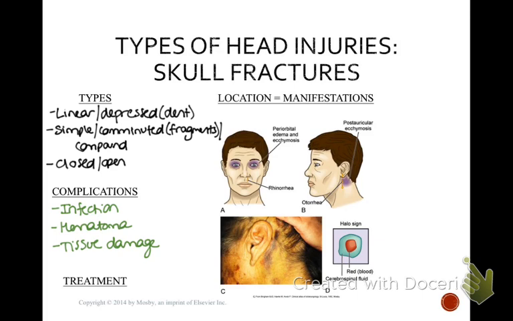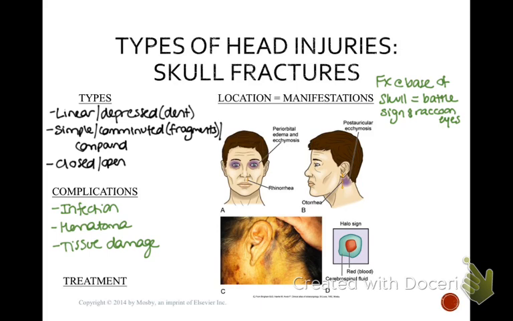Oftentimes, the location of the skull fracture is going to determine your clinical manifestations. Does that make sense? Location equals what type of clinical manifestations you're going to have. So in general, all skull fractures are at risk for infection. All skull fractures are at risk for hemorrhage or tissue damage. But let's say you have a fracture at the base of the skull. This is where you see symptoms like the raccoon eyes or the battle sign.